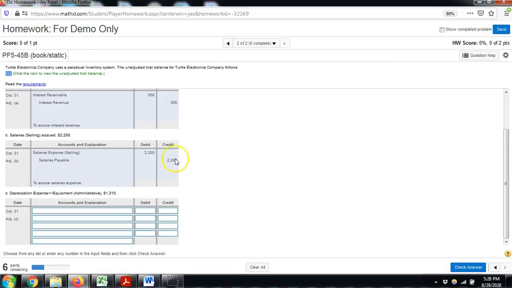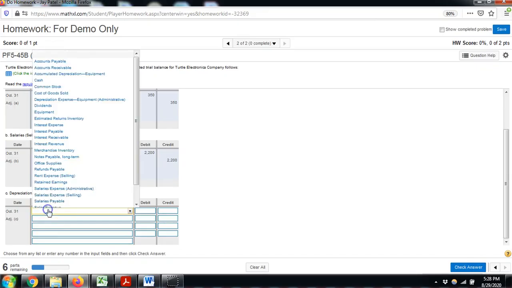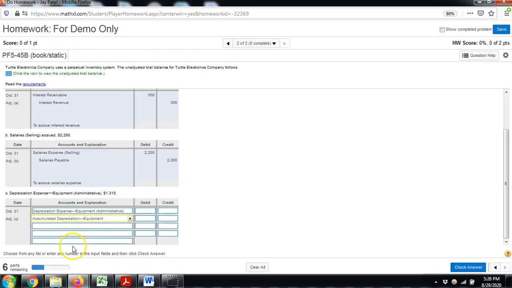Okay, now we have our depreciation. So this is going to be equipment for our administrative part of our business. So we're going to, again, have depreciation expense for administrative equipment. And we're going to have accrued depreciation for equipment. And it's going to be $1,310.